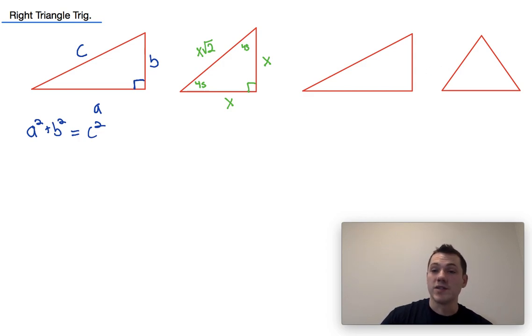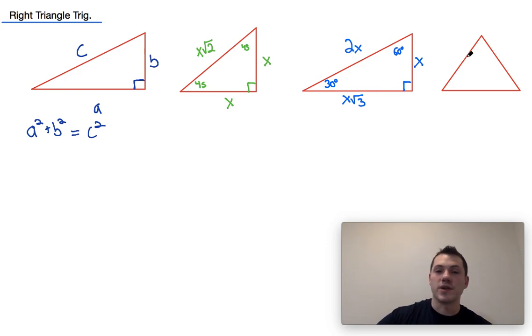They also provide you with 30, 60, 90 triangles. So let's say this is 30, this side is 60, and this side is 90. The 30-degree angle, the side opposite of it, is going to have length x. Opposite the 60 is going to be x root 3. And opposite the 90 is going to be 2x.